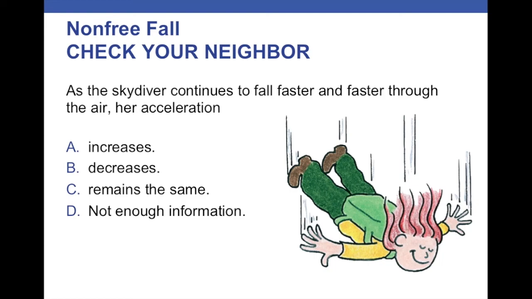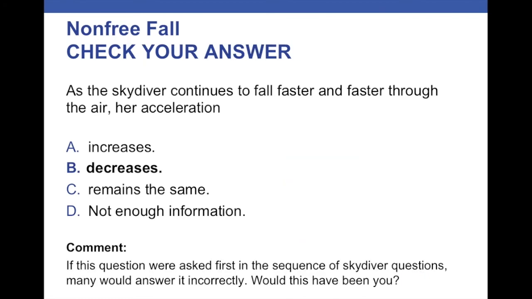As the skydiver continues to fall faster and faster through the air, her acceleration is going to decrease. The reason why her acceleration decreases is because her net force is decreasing, because the resistance is fighting more and more of the force of gravity.